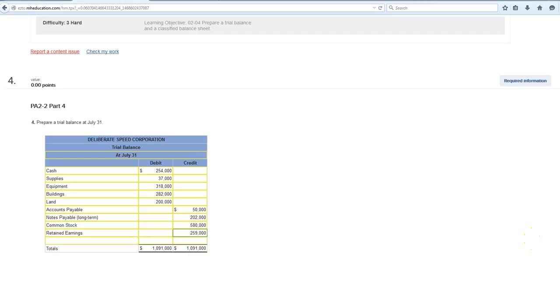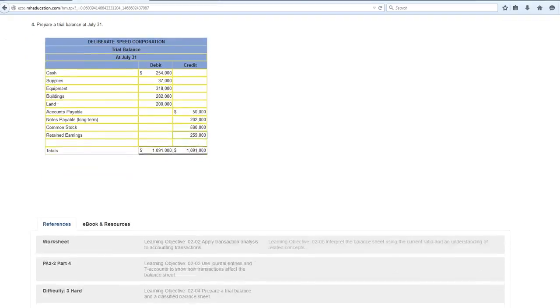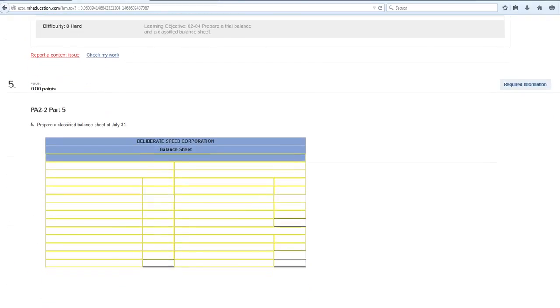Okay, now ours does balance, so we're going to go to the next step, which is doing another balance sheet. Now this balance sheet is a classified balance sheet. Classified means it's got headings on it, classifications.